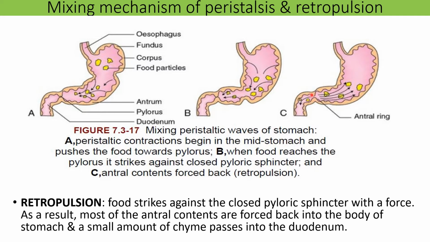And then the food strikes against this closed pyloric sphincter, and most of the food is forced back again into the body of the stomach. So this is called retropulsion. Therefore, stomach peristalsis and retropulsion make sure that all the gastric contents are thoroughly mixed with gastric juice and ground to a fine paste, that is chyme, before it can be emptied into the small intestine.